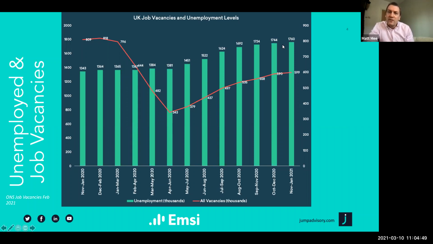And you can see what's happening with unemployment levels as well. So what we're really looking for over the course of the next few months is, to what extent do these two data sets start to converge, and do vacancies start to overtake unemployment levels?